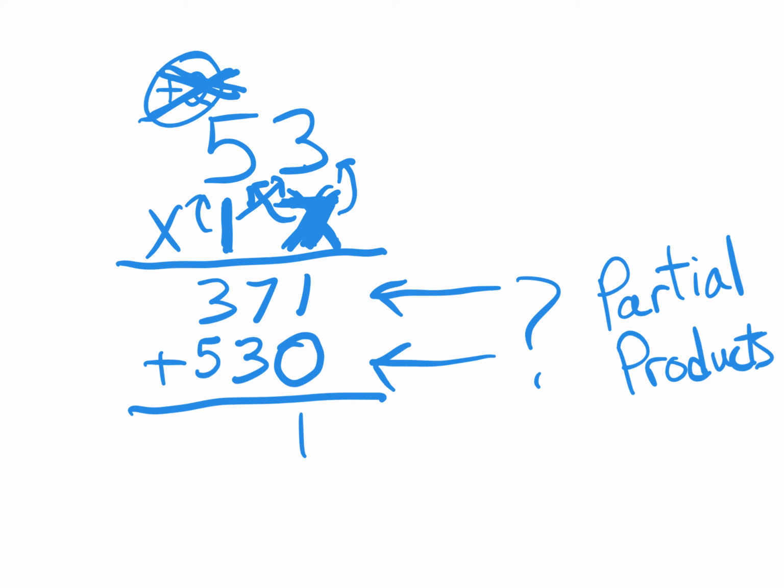1 plus 0 is 1. 7 plus 3 is 10. We put the 0, we carry the 1. 5 plus 3 is 8, plus 1 is 9.